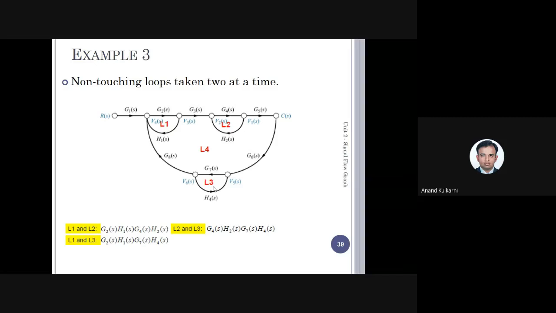So there are three such possibilities when non-touching loops taken 2 at a time is done. Then we have 3 options.